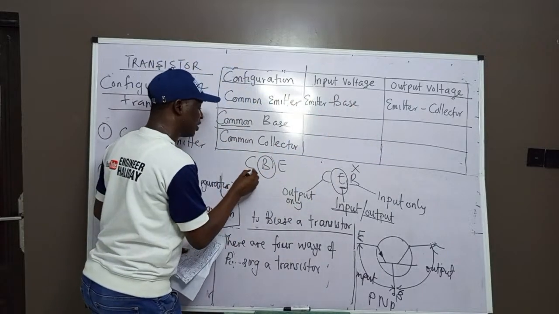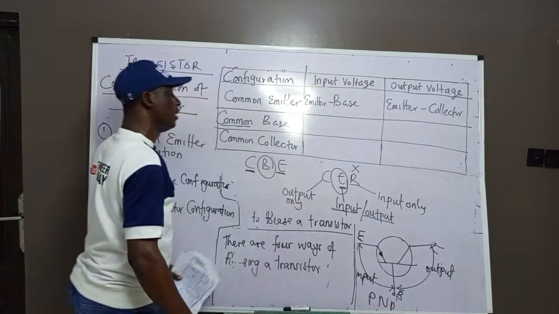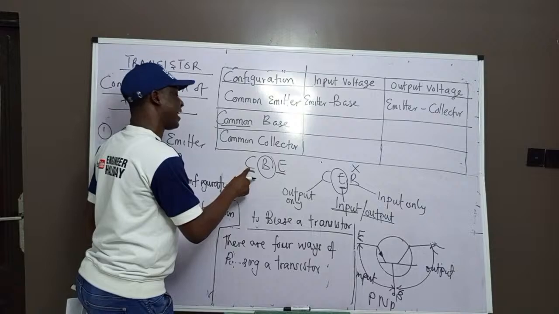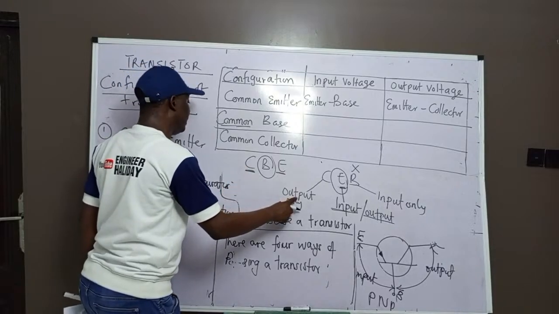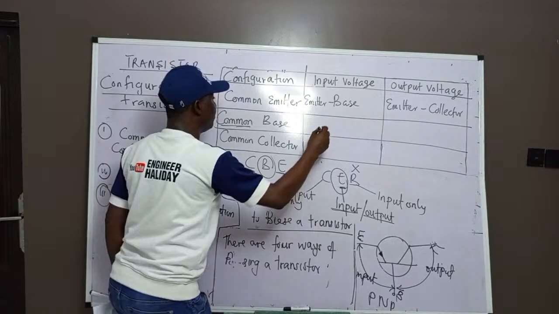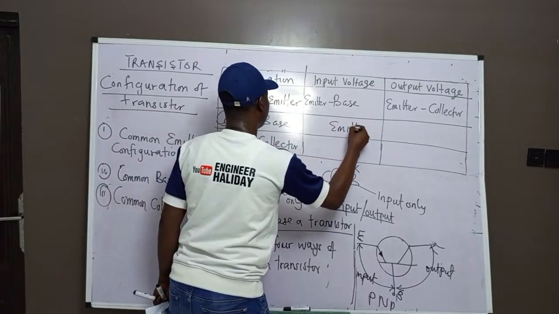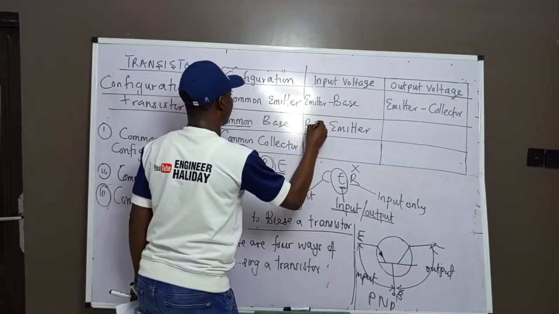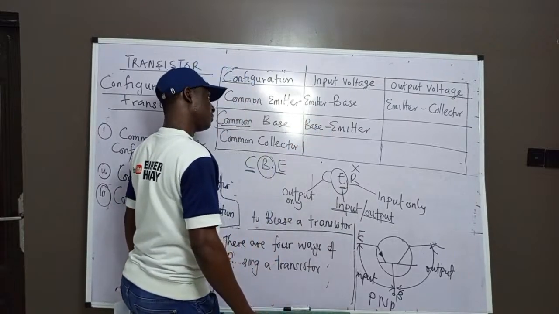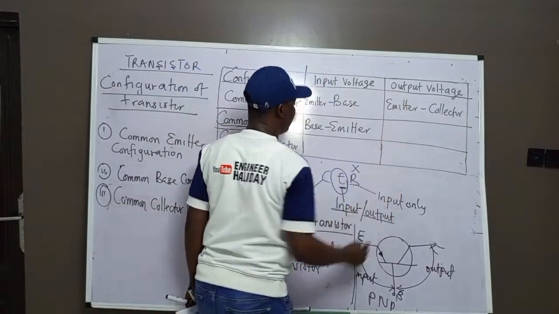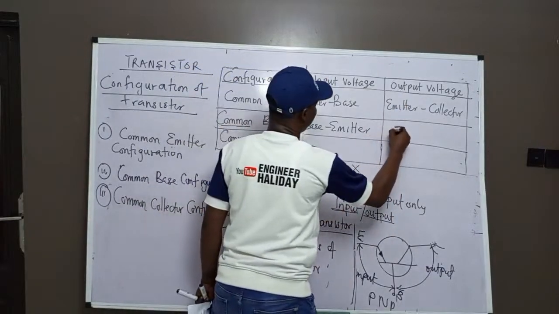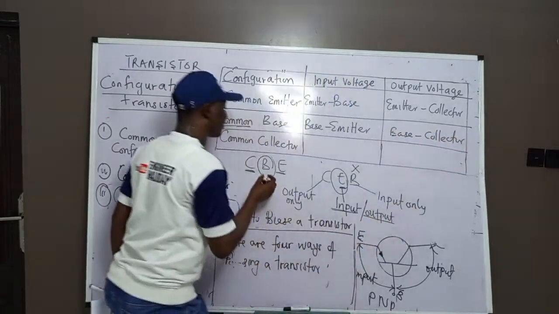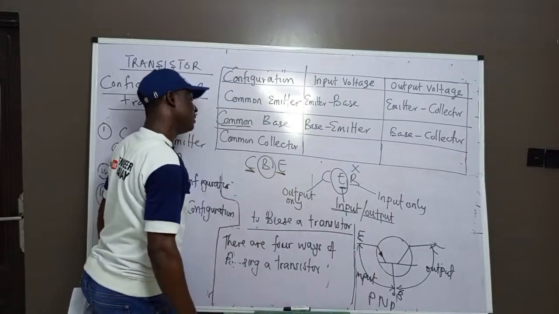Now, what is the competition between collector and emitter? Which one can play the input? Collector can never act as input, it can only act as output. So the emitter can play the role of input. So we have the base and the emitter, and we are going to have the output between the base and the collector. The collector will not be the main one because after taking this one as input, what will remain is the collector.